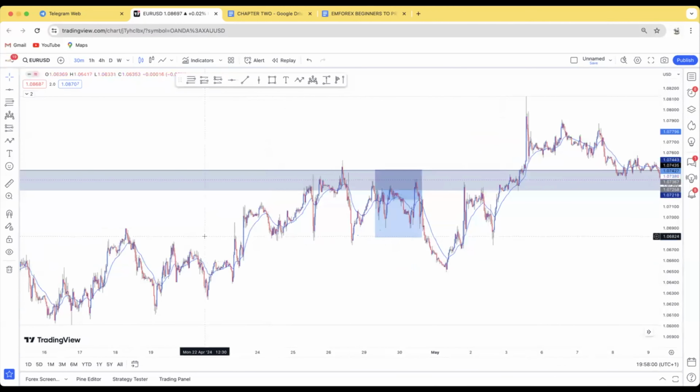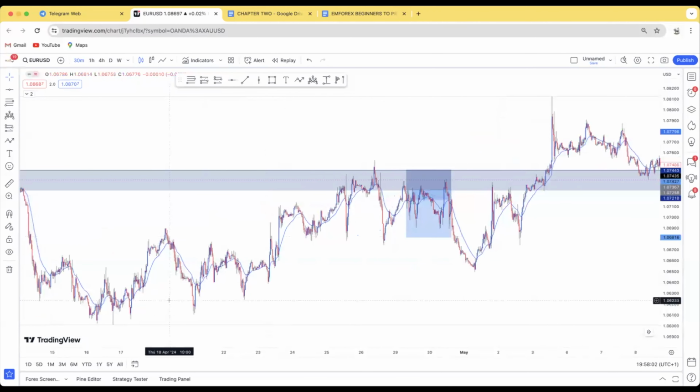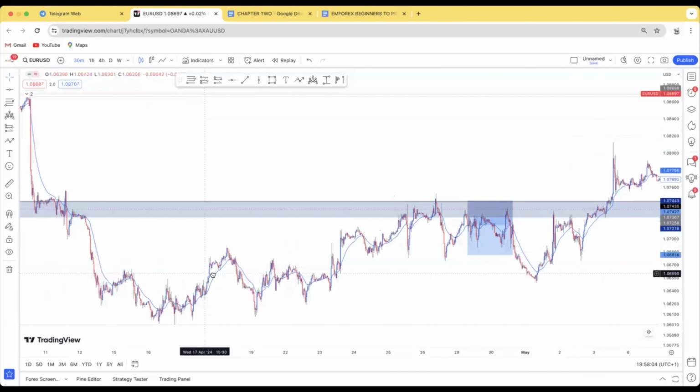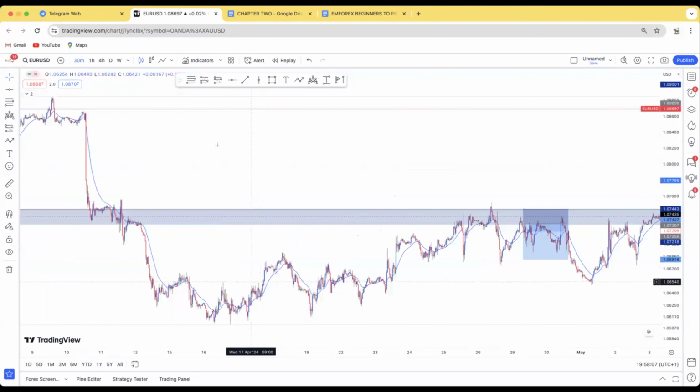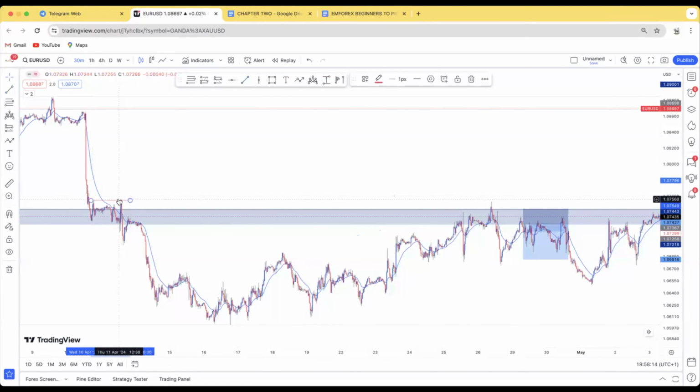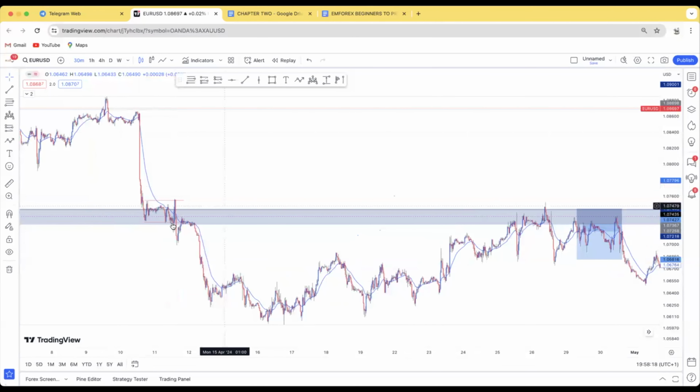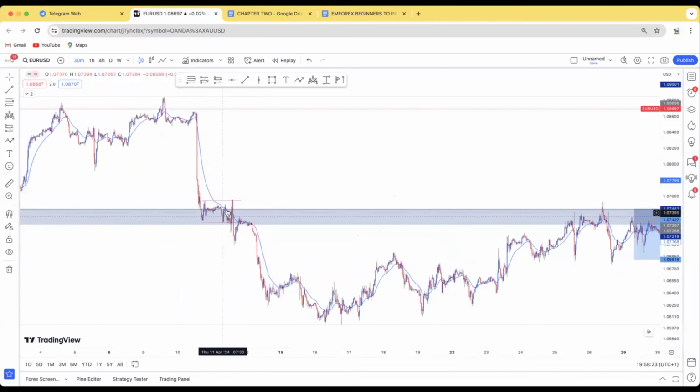Now we're actually identifying a rectangle. Let's see if we can quickly identify one. Okay, there's one here. This is a clear example of a rectangle. It could either be a trend continuation or a trend reversal. You can see it here. It formed a rectangle here, and then we had a breakout. Even here also, this is also a rectangle. After this push, we had this rectangle here.